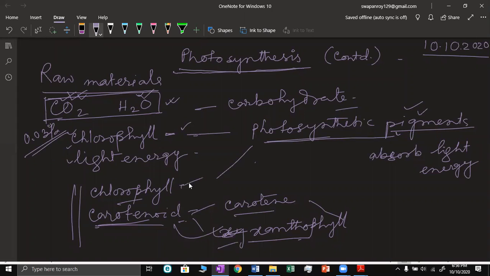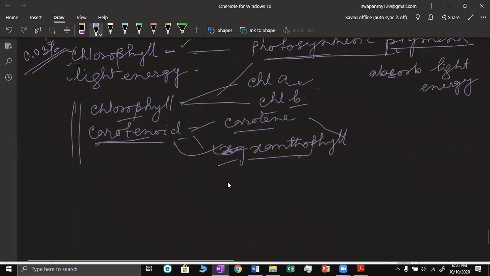Among the chlorophylls, there are different types: chlorophyll A, B, C, D, E. But in the higher plants, particularly angiosperms, it is chlorophyll A and chlorophyll B that take part in photosynthesis. Chlorophyll A is the universal photosynthetic pigment.